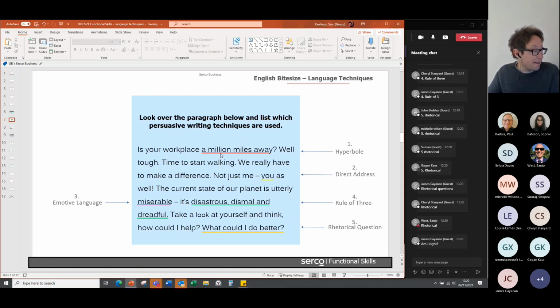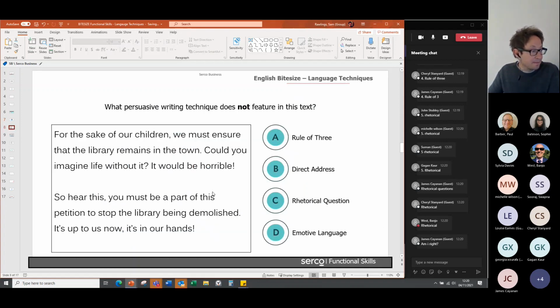Good. All right, excellent. So that's a bit of practice we do together. Just one quick question then to finish off. We've got a multiple choice question. There's your text. It says, what persuasive writing technique does not feature in this text? So remember, when you're doing your functional skills, read it carefully. So we're looking for the feature that does not feature in the text. So I'll give you a couple of minutes. When you think you know the answer, just put A, B, C or D in the chat box. So remember, we're looking for the feature that does not feature.